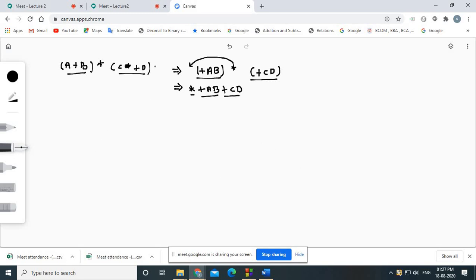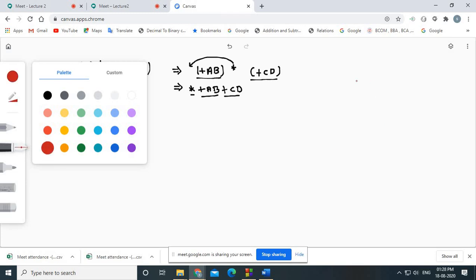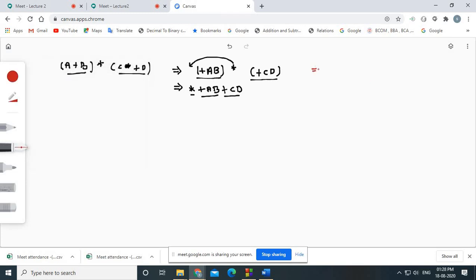Suppose the same expression is given, and we want to convert it into postfix. In the case of postfix, first preference will be given to the parenthesis, so I will convert whatever is in the parentheses into postfix first. A plus B converted into postfix is AB plus. Similarly, C plus D converted into postfix is CD plus.